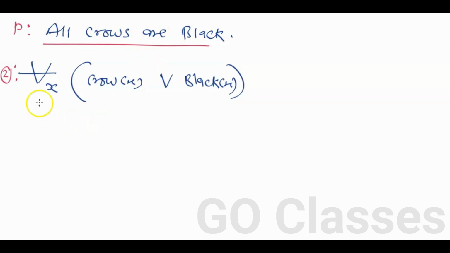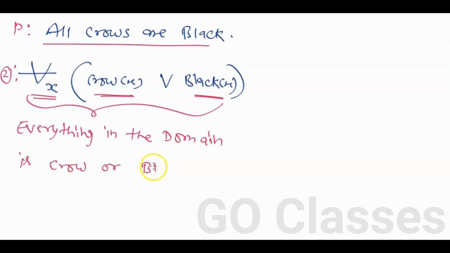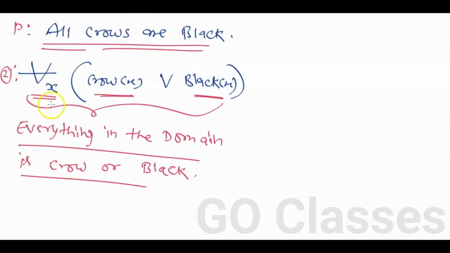Again, the answer is no. Because what is this expression saying? This expression is saying that everything in the domain is either crow or is black. But this is not what we want. What we want is all crows are black. This is what we want. But this expression 2 is giving us something else. Expression 2 is saying everything in the domain is crow or black.